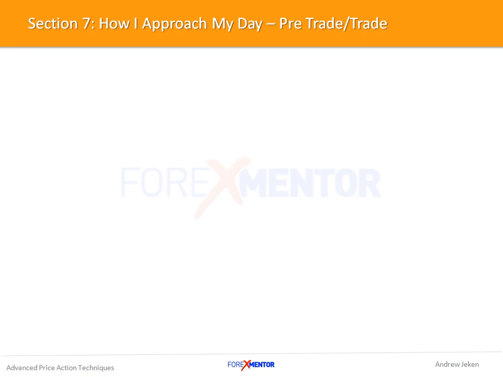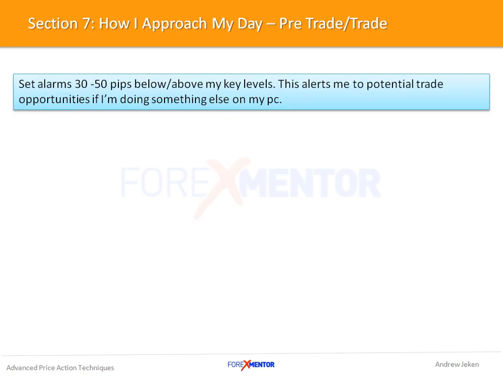So this is now pre-trade and then during the trade. So pre-trade, what I want to do once I've identified those levels, I want to set alarms. And here again, I've just put them sort of 30 to 50 pips below or above my key levels.